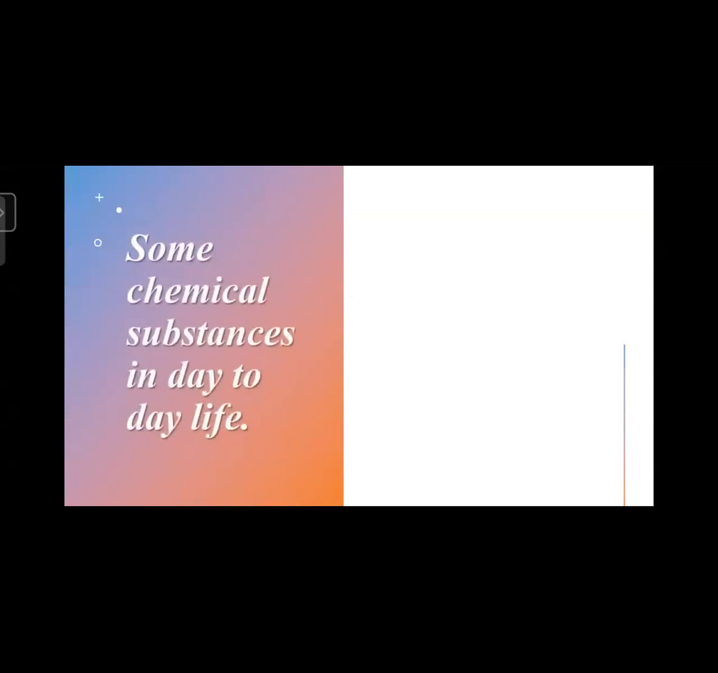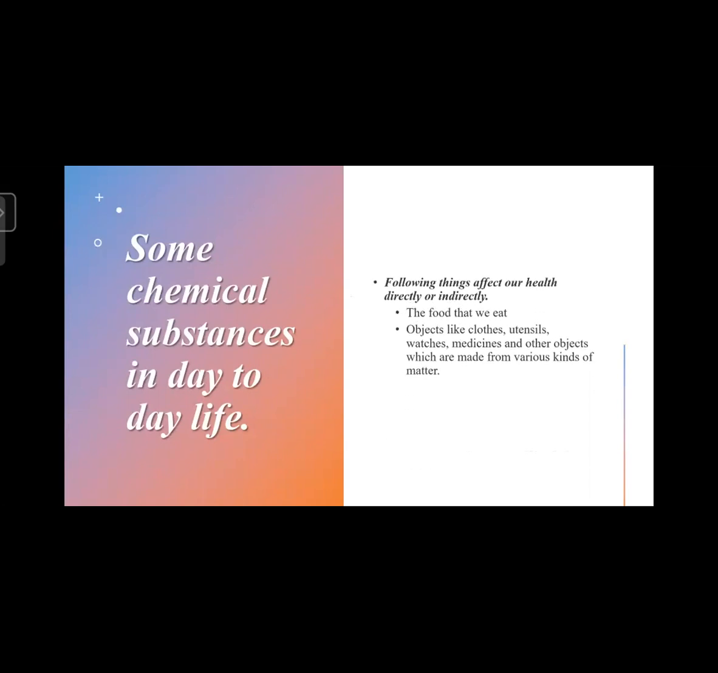Some chemical substances which we use in day-to-day life affect our health directly or indirectly. Number one, the food that we eat. Number two, objects like clothes, utensils, watches, medicines, and other objects which are made from various kinds of matter. These two things are affecting our health directly or indirectly.